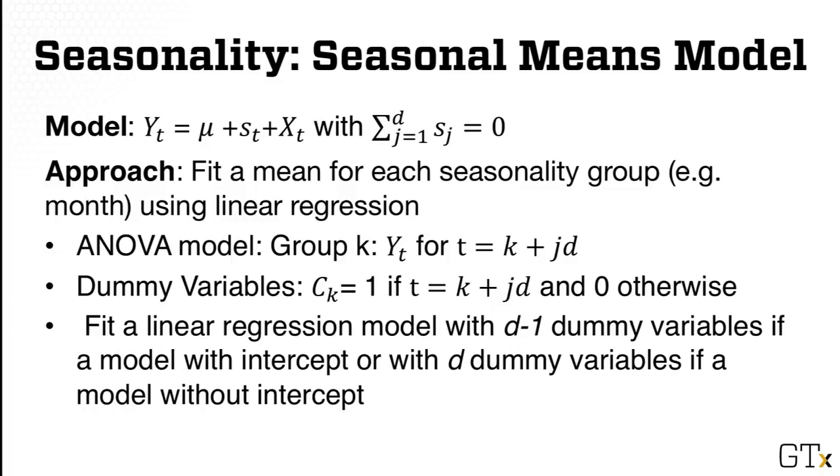But this regression model can have many predicting variables, particularly if we have multiple seasonalities, for example, month and week of the year, and or the periodicity d is large. For week of the year, we will need to have 52 different dummy variables, for example.